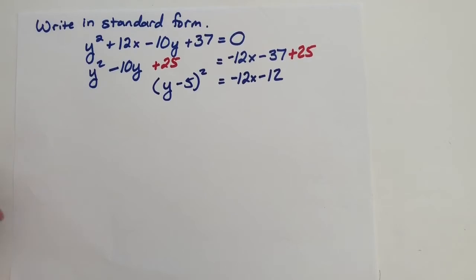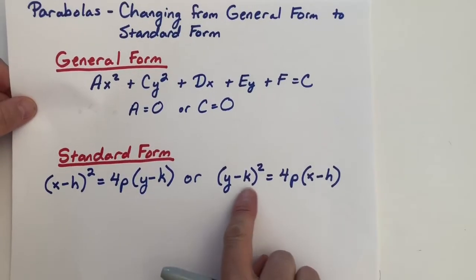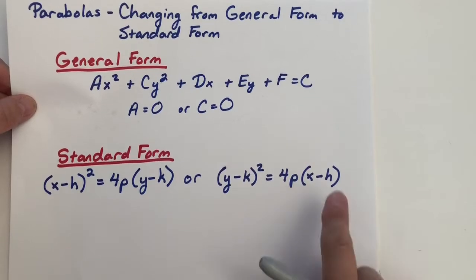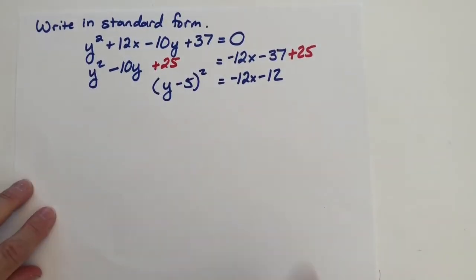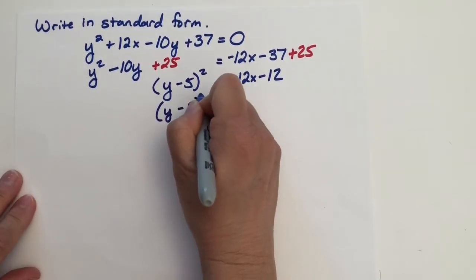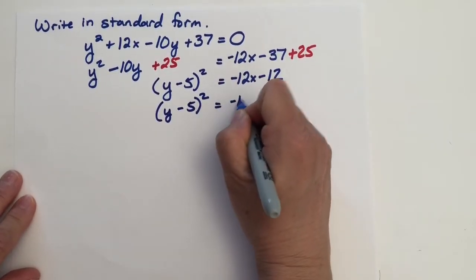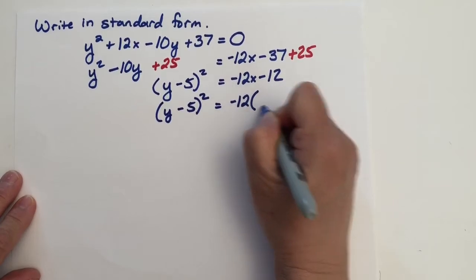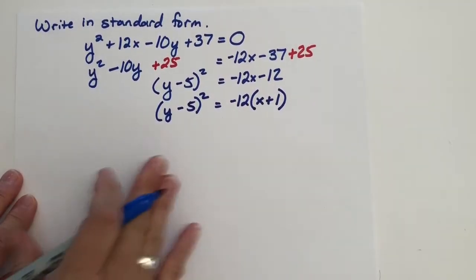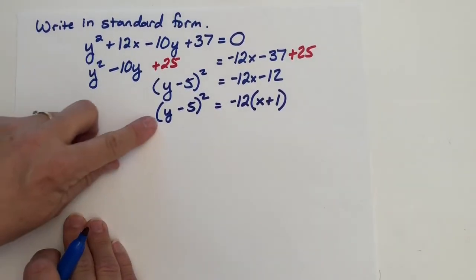Now, just one more thing. Let me bring back the standard form. We want the coefficient of the linear term to be factored out. So we'll factor out negative 12. So we have y minus 5 squared equals negative 12 times x plus 1. And we have it done. This is the equation in standard form.